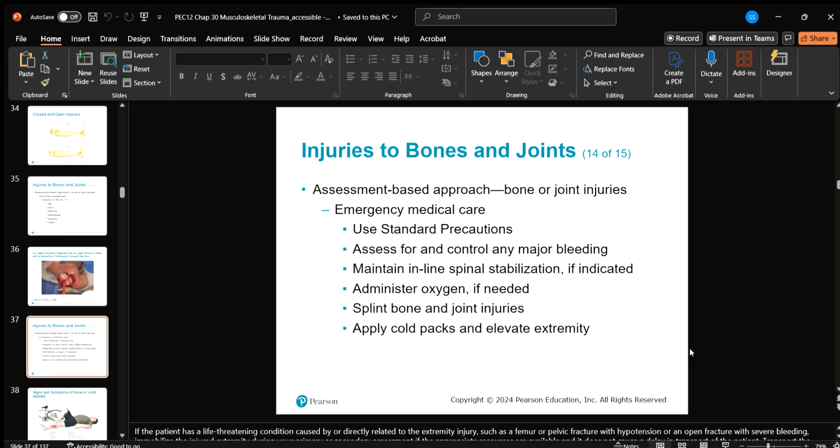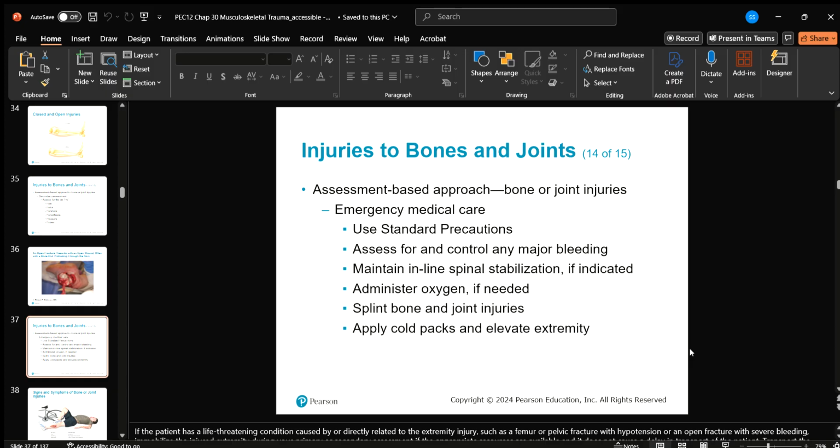Always put on PPE. Maintain inline stabilization of the spine if indicated. Give O2. You're probably going to want to provide some type of shock support here, so keep the patient warm. But as far as the injury itself, applying cold packs and elevating may be indicated here.